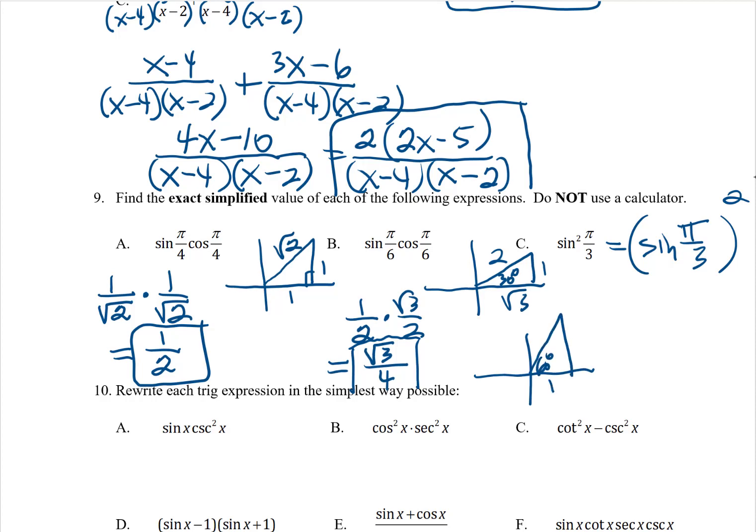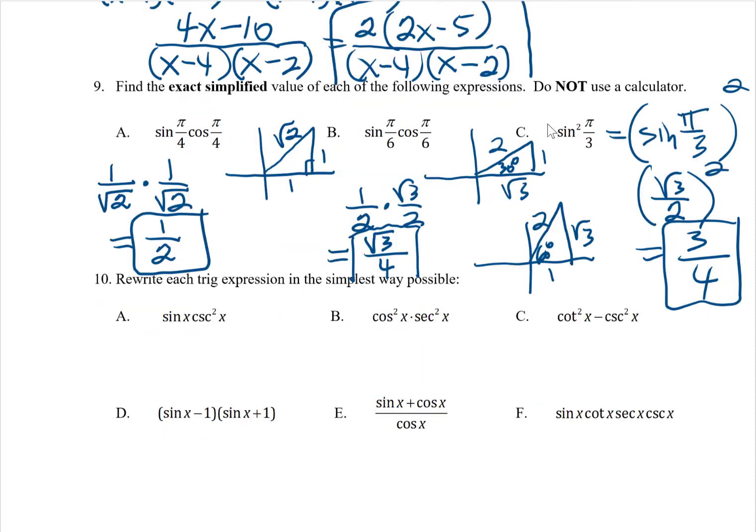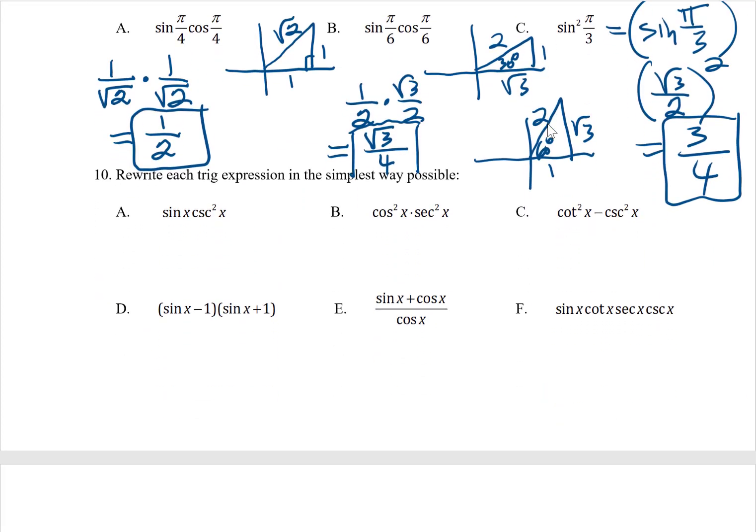That's this triangle, 1, root 3, and 2. The sine ratio for pi over 3 is root 3 over 2. Squaring that, I can just square the top and square the bottom. Root 3 times root 3 is 3, and 2 times 2 is 4. So the final answer is 3/4.